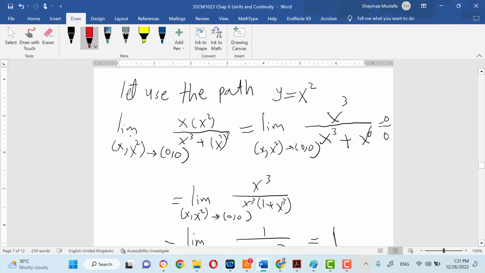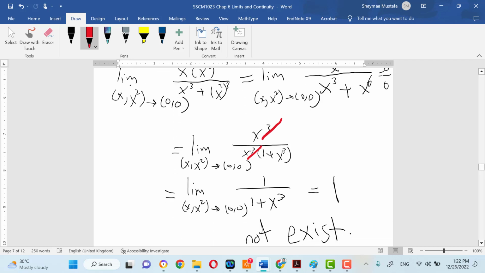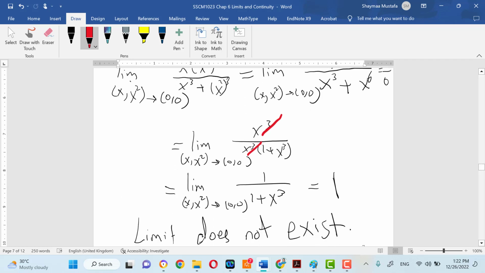So x cubed between these two terms is a common factor, and can be taken outside. So now we cancel x cubed with x cubed here. So we only have to calculate the limit of 1 over 1 plus x cubed. Now direct substitution with x equal to 0. So we have 1 over 1 plus 0, which is 1.